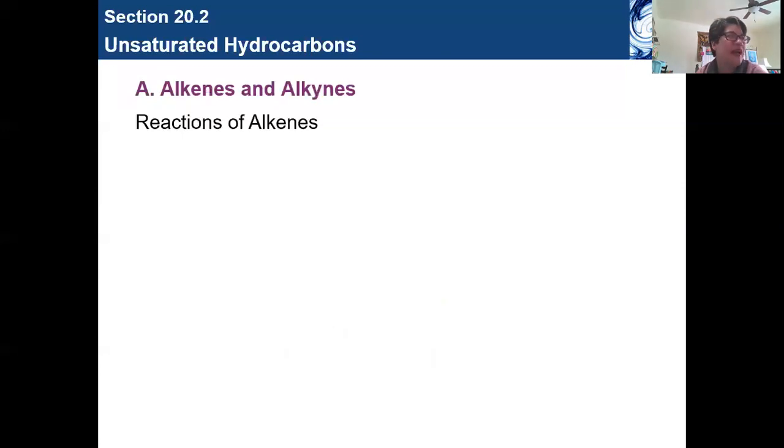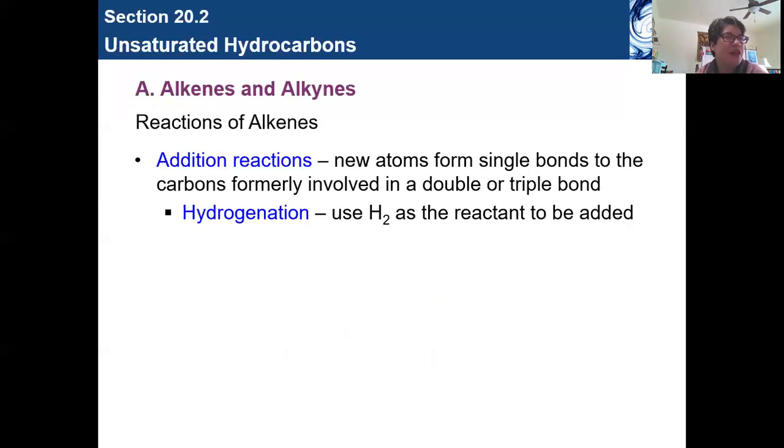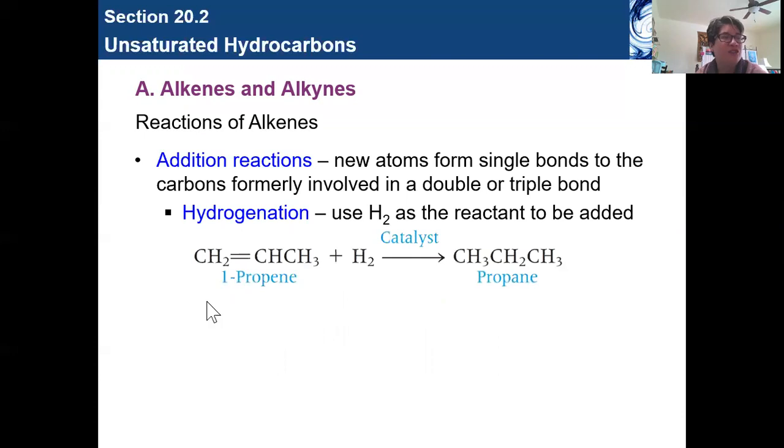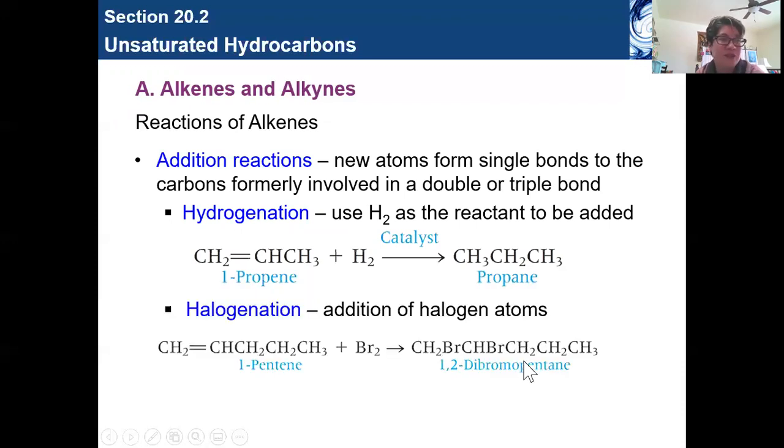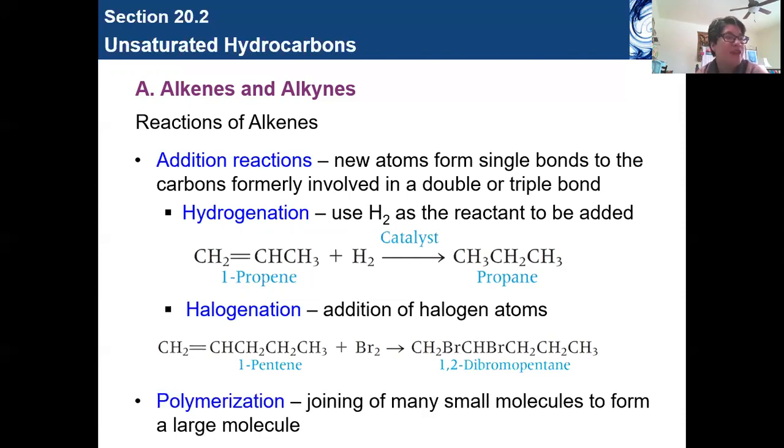Here's some reactions of alkenes just really quickly. You can add H's to go from an alkene to an alkane, to go from double bond to single bond, and they do this to our vegetable oil. And then you can also add halogens, which we saw. So we have a double bond here. We're going to add a bromine, and now it's brominated. So you can pop those double bonds and make it all single bonds. And then we can also join a bunch of them together to make polymers.